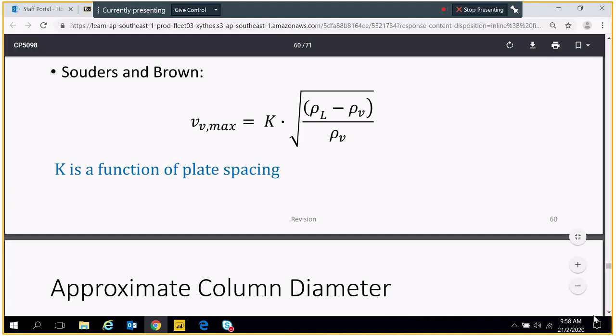So for this one, you have to revise the exercise on the flash drum: how to calculate the liquid hold up height. You refer to the flash drum; the calculation is the same for the distillation column. It's basically based on time. How long do you want to hold the liquid? 5 minutes or 3.5 minutes and so on.